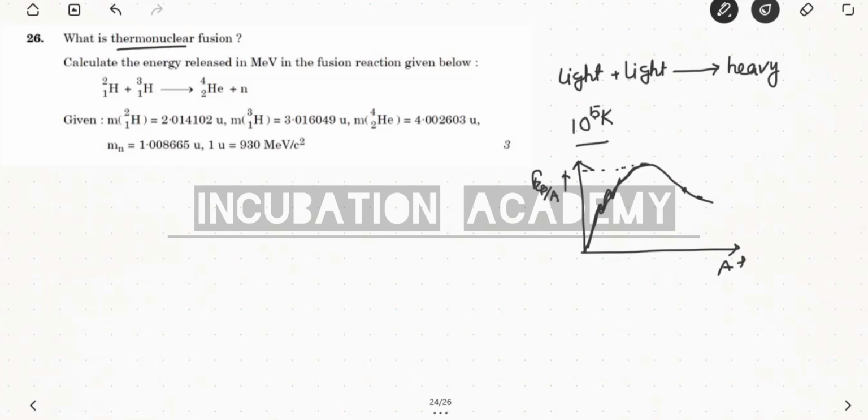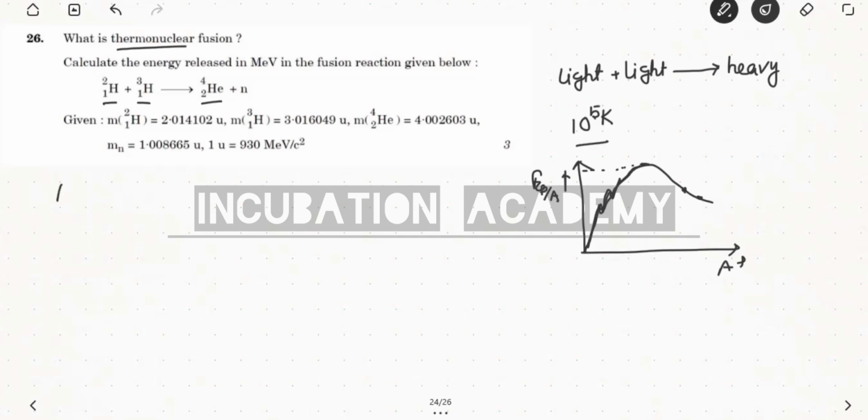Next question is: calculate the energy released in mega electron volt in the fusion reaction given below. 1H2, deuterium, and 1H3, tritium, merge with each other at a high temperature obviously, and become helium, 2He4, and a neutron. So here the deuterium and the tritium are the reactants, and the products are the helium and the neutron.